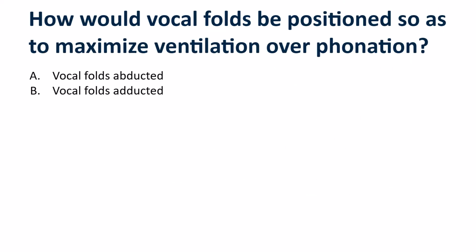So let's assess our knowledge. How would vocal folds be positioned so as to maximize ventilation over phonation? A, abducted, or B, adducted? Well, ventilation is wide. That is abducted. Phonation is narrow. That's adducted. So the correct answer is A.